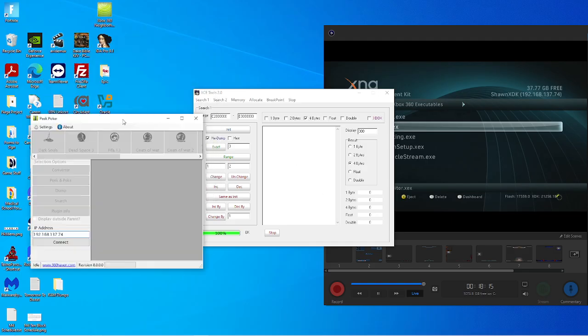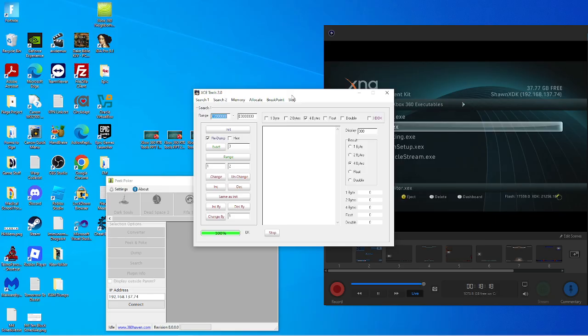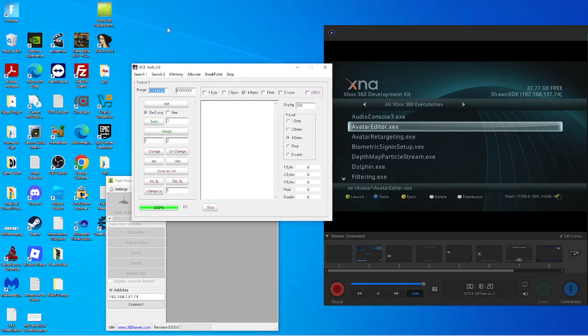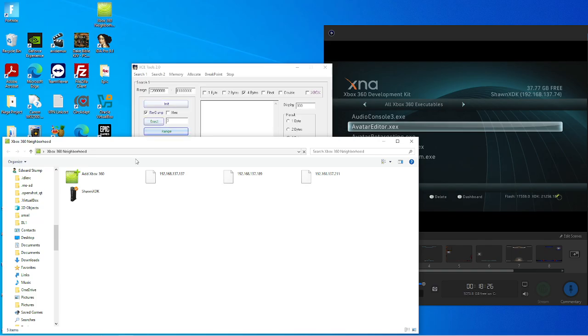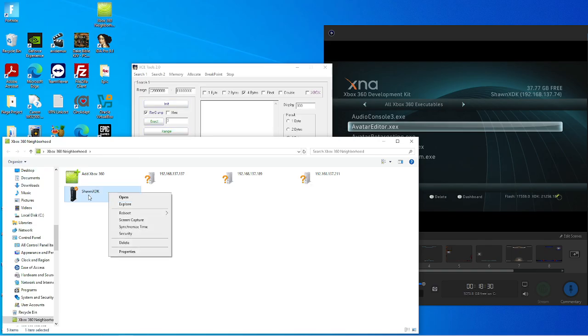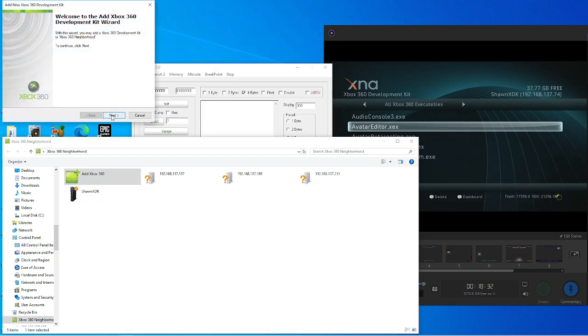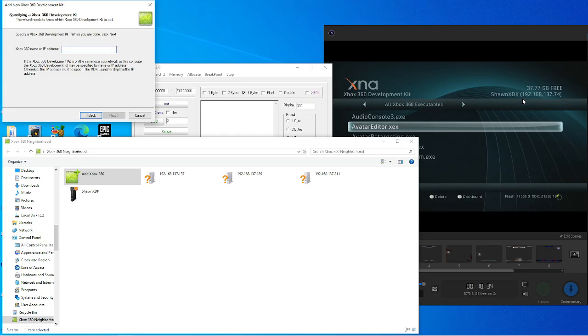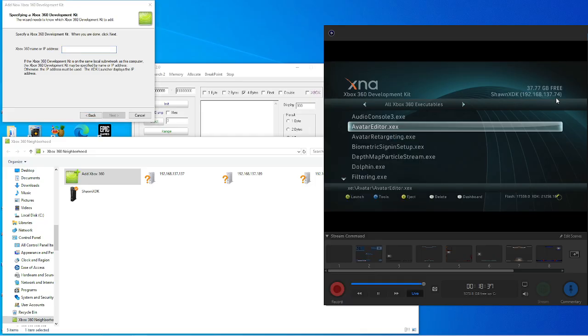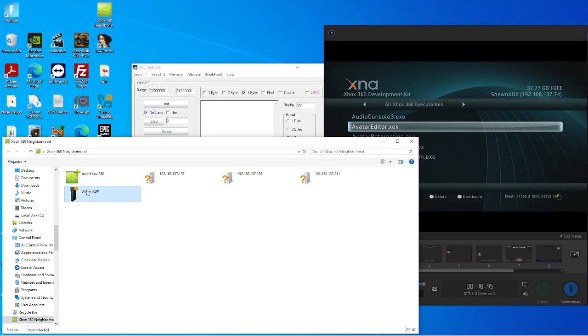In order for XCE tools to work, you're going to need Xbox 360 Neighborhood installed. And with Xbox 360 Neighborhood installed, you're going to want to have your console on that's already added on here by adding your IP address. Mine is 192.168.137.74, so I would just type this in, and then I could go from there.